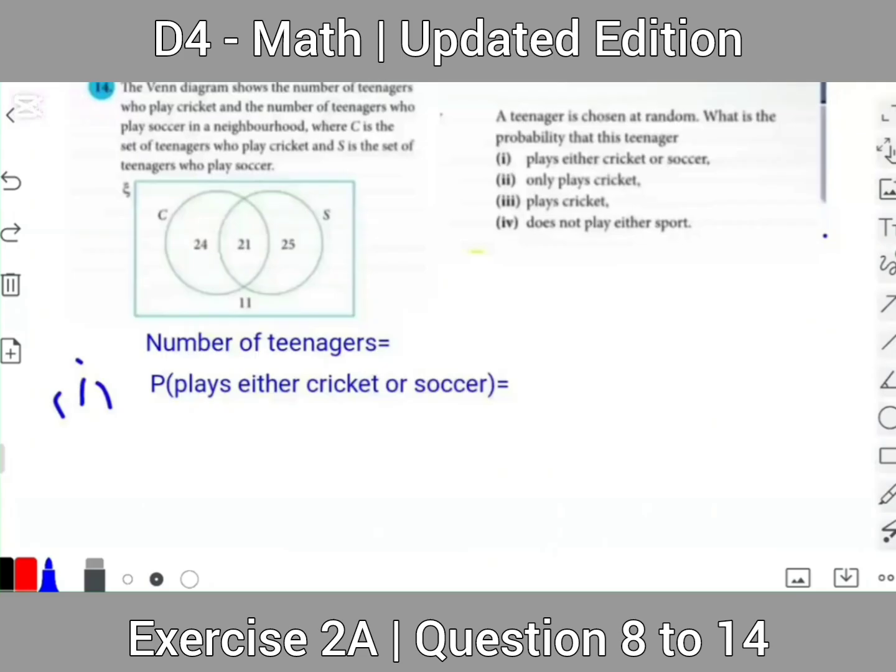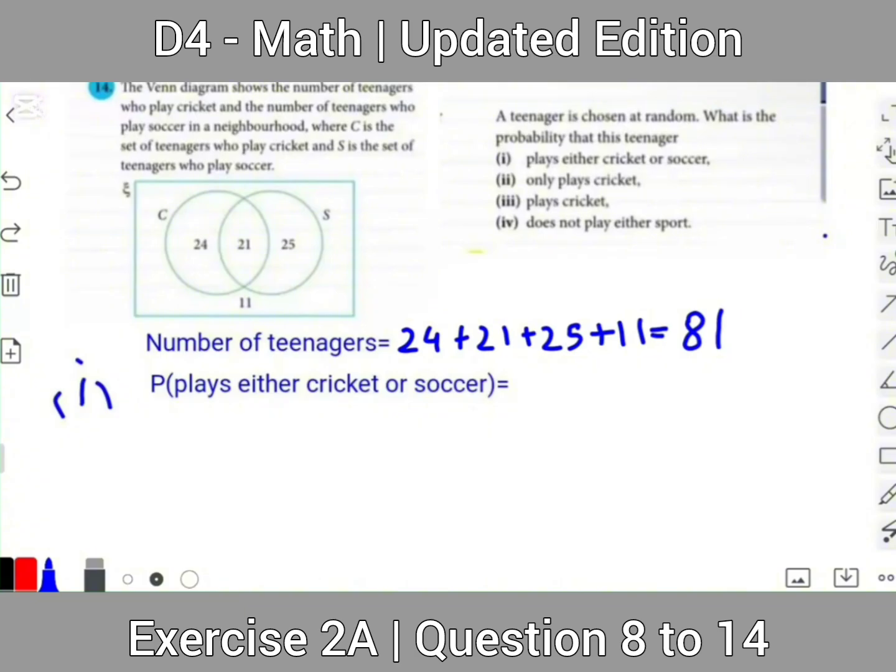Question 14. The Venn diagram shows the number of teenagers who play cricket and the number of teenagers who play soccer in a neighborhood, where C is the set of teenagers who play cricket and S is the set of teenagers who play soccer. So the number of teenagers will be 24 + 21 + 25 + 11, which is equal to 81. So the number of teenagers is equal to 81.